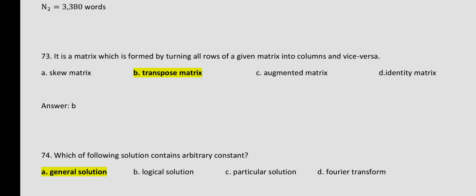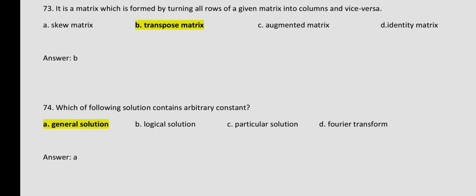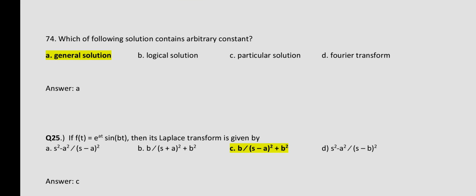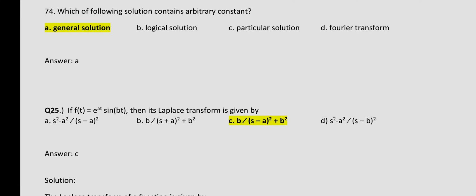Okay, elements. Number 73. It is a matrix which is formed by turning all rows of a given matrix into columns and vice versa. Sagot yan ay transpose matrix. Letter B. Number 74. Which of the following solution contains arbitrary constant? Alam naman natin, ang sagot dyan ay letter A. General solution.